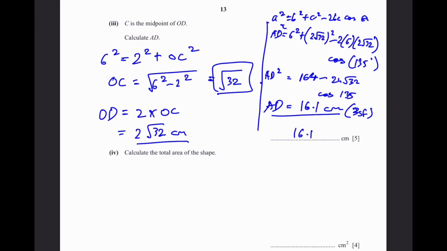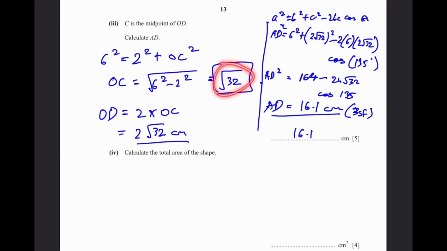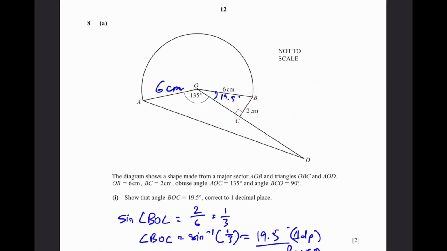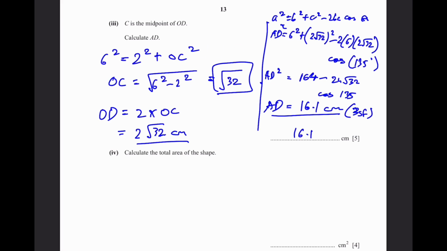Now, going to part 4. Calculate the total area of the shape. Well, we know the area of this sector, 64.6. So we just need to find the area of the two triangles. We know what OC is. That's the square root of 32. And we know that BC is 2 centimeters. Since this is a right angle triangle, this is the base, this is the height, or you can take this as the base and this as the height. It's still the same. Half times base times height is going to be half times 2 times root 32. So the area of this is going to be root 32.